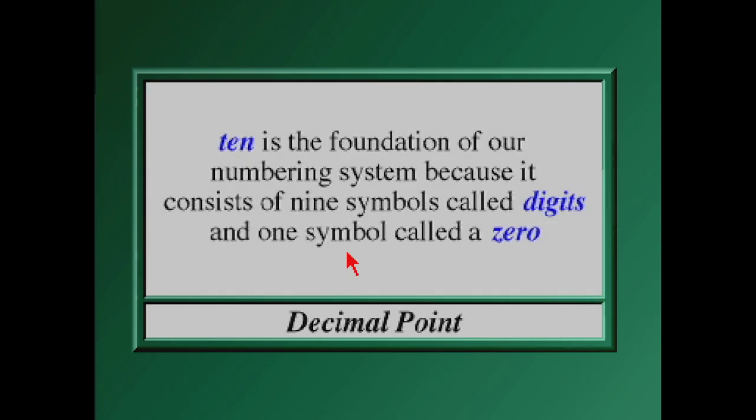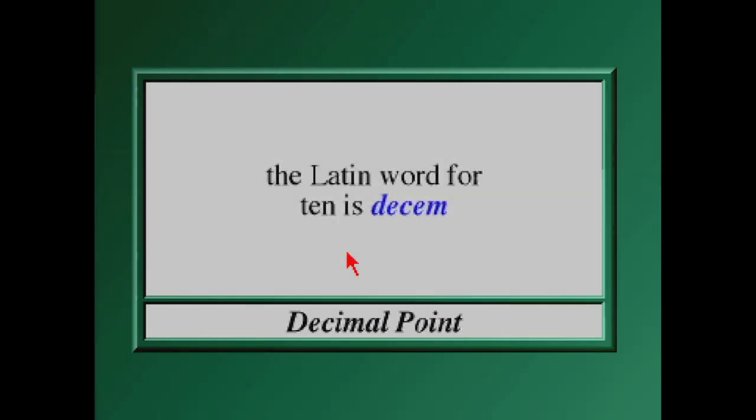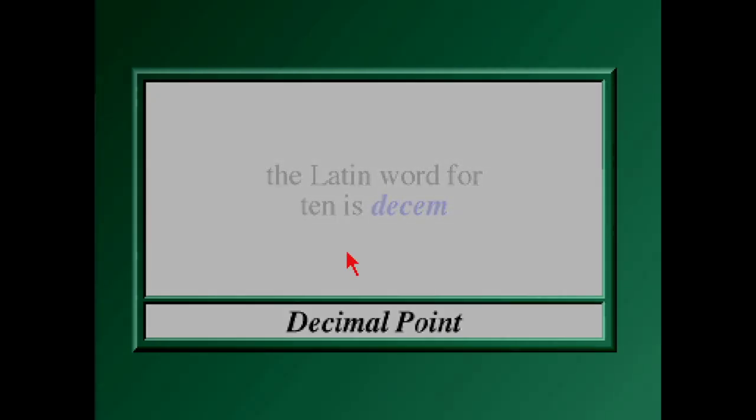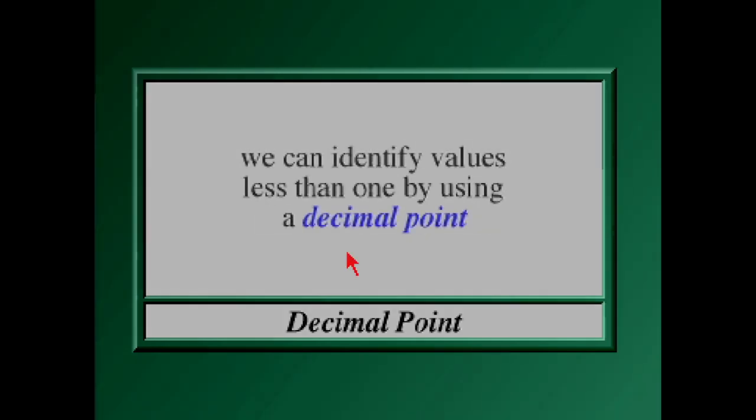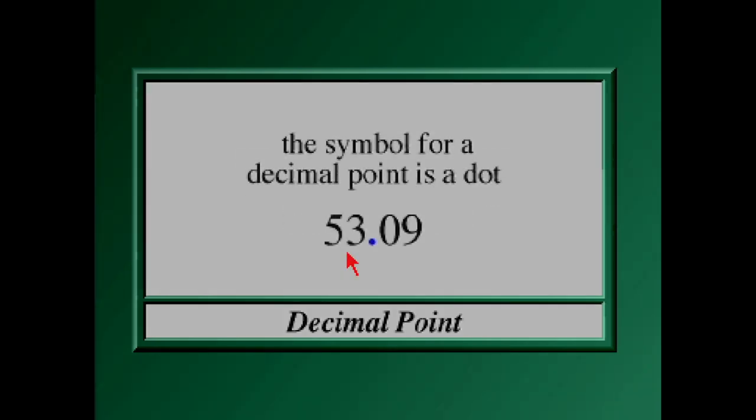Ten is the foundation of our number system because it consists of 9 symbols called digits and one symbol called a 0. The Latin word for 10 is decim. Thus, our system of numbers has become known as a decimal system. An important feature of our numbering system is that we can indicate values less than 1 by using what is called a decimal point. The symbol for a decimal point is a dot, just like the period at the end of a sentence.